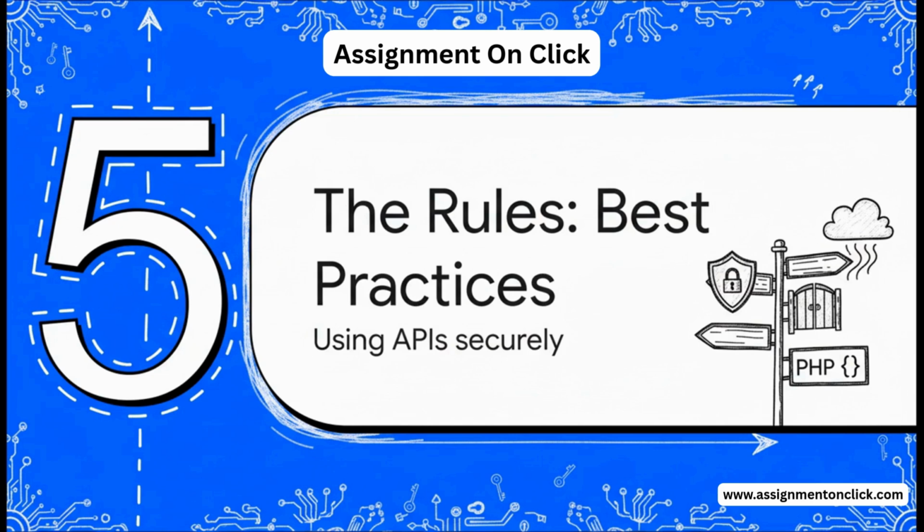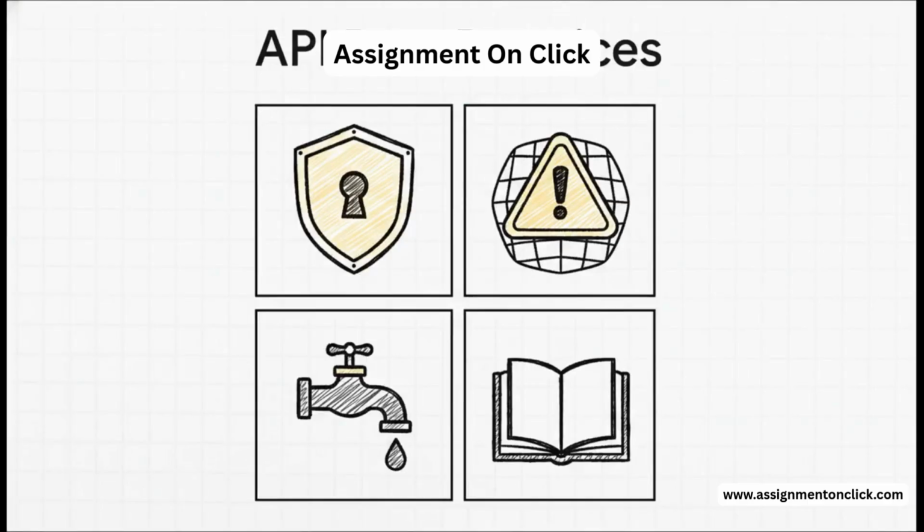Okay, before you get super excited and start coding, we've got to talk about the rules of the road. This is important stuff. Using APIs comes with a responsibility to do it the right way to keep things secure and stable. So here are the absolute must-dos. First, security. Always use a secure HTTPS connection, and never, ever, ever put your secret API keys in your front-end code where anyone with a web browser can find them.